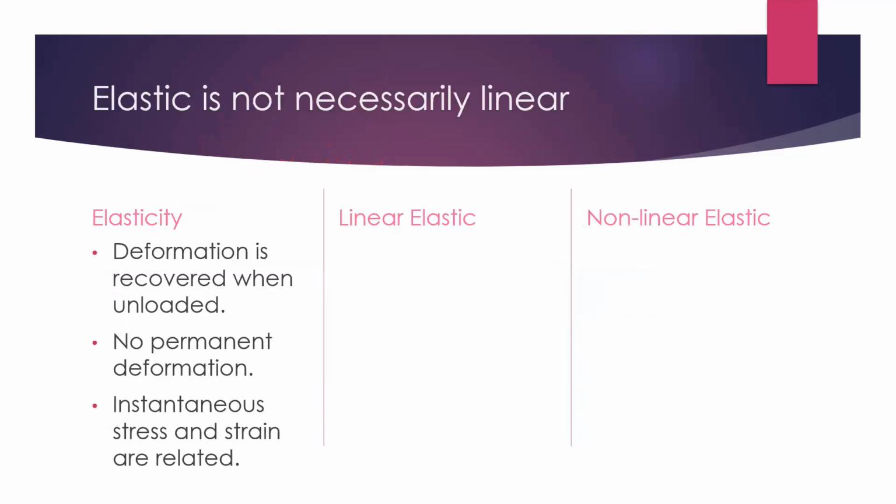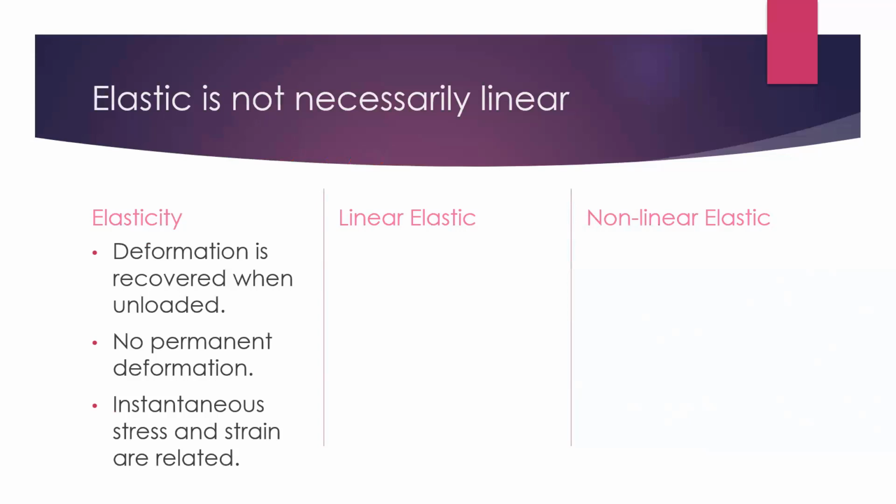All right, so I've been using the word elastic without really talking about it. We briefly talked about it. So to reiterate, elasticity is deformation being recovered when the material is unloaded. So I apply a load, I get deformation, I remove that load, the deformation is removed. That would be an elastic situation. No permanent deformation. And what that means is that your instantaneous stress and strain are related. If I tell you the value of your stress, you can tell me the value of the strain. And all you need to know is the current values. You don't need to know what's happened to the material in the past.